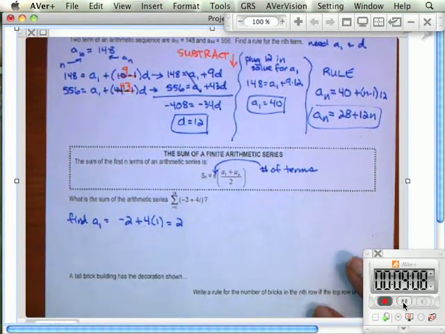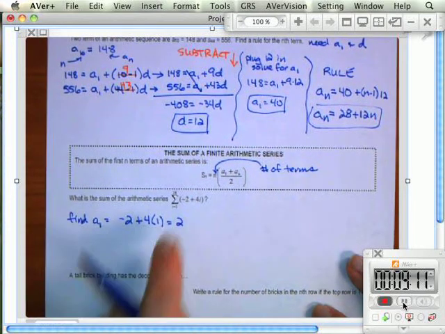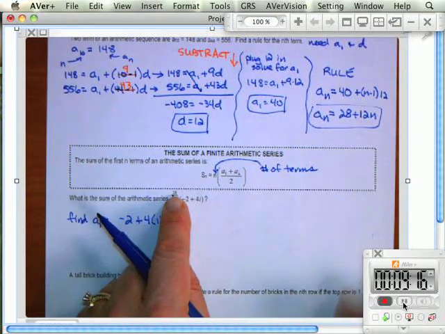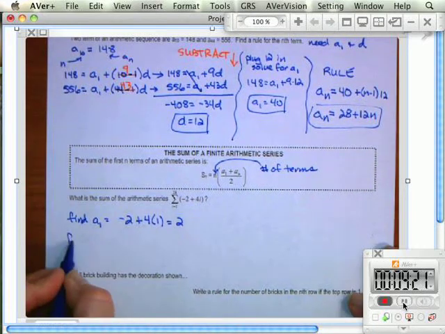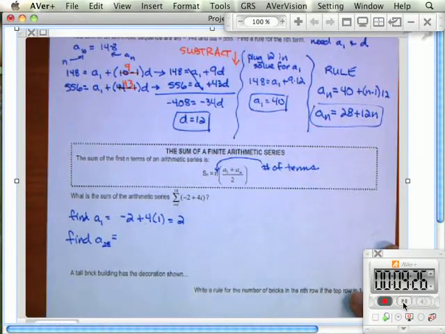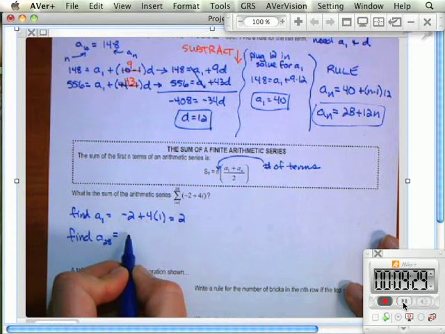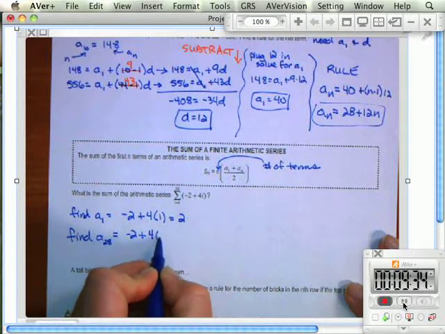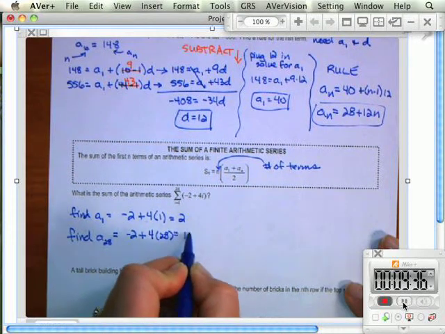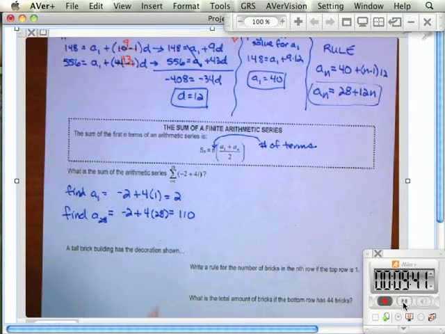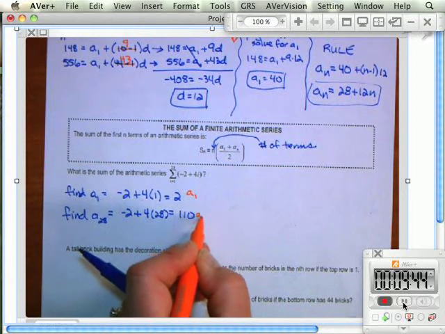Then I got to find A of n. Well, what's my last term here? It's not term, I'm sorry, it's the last input number, 28. Okay, so I'm going to find A of 28. And so it's negative 2 plus 4 times 28 equals 110. So then in the formula, this becomes my A of 1, and that's my A of n in the formula, the last thing that I had to find.